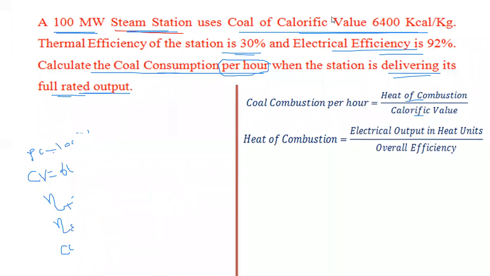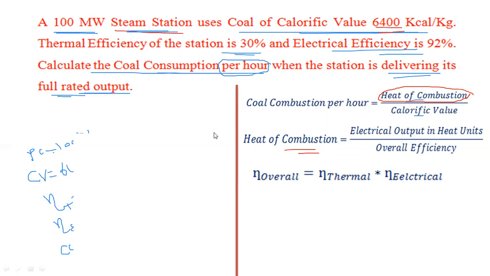The calorific value they are given is 6,400, but we don't know the value of the heat of combustion. We know the formula: heat of combustion equals the electrical output in heat units with respect to the overall efficiency. The electrical output in heat units means 1 kWh equals 860 kilocalorie. We want to find out the overall efficiency.